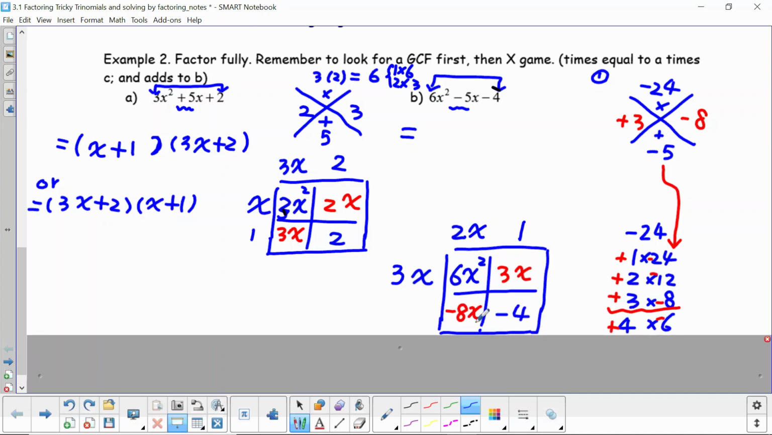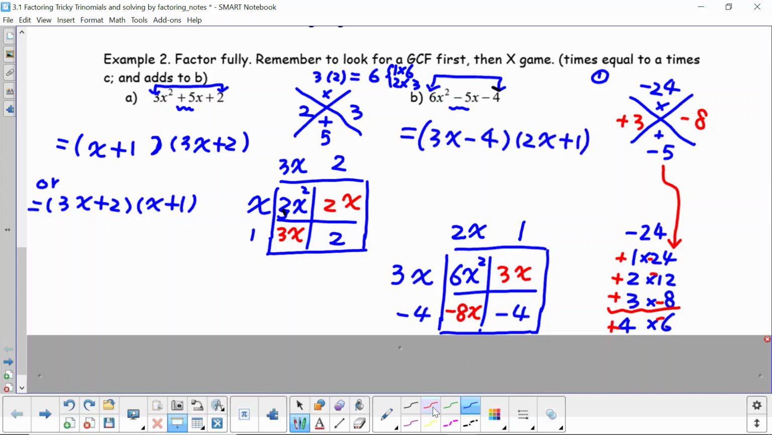Then for the next row, we do the division. Negative 8x divided by 2x gives you negative 4. Then negative 4 divided by 1 is negative 4. This division must give you the same number, otherwise your number is not right. You need to double check the x game. Then this is one bracket, this is another bracket. So we are going to write (3x - 4)(2x + 1).